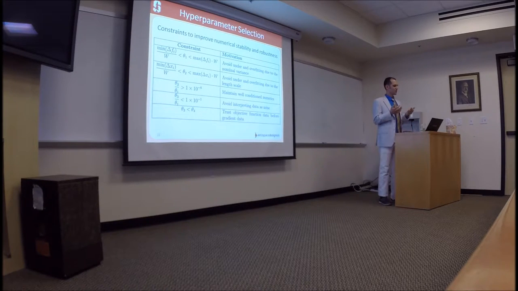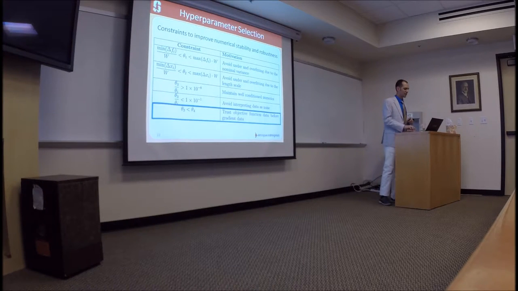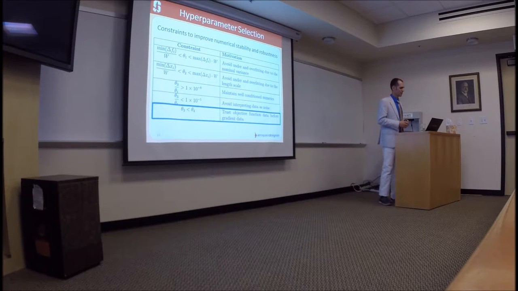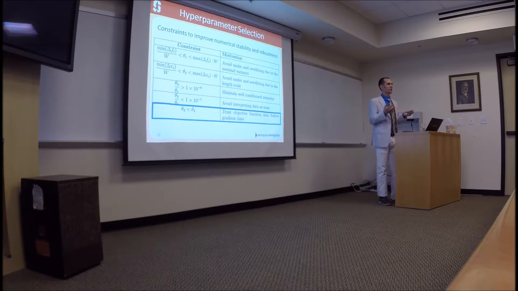In software, the solution of this learning problem is actually quite tricky, and to encourage physically representative fits, I needed to construct a set of constraints on the hyperparameters. I want to highlight this last one, which says that we want to constrain the hyperparameter for the noise in the objectives to be less than that for the noise in the gradients. Basically, this means that we want to trust the objective before we trust the gradients. What can happen without this constraint is that the gradient information can overpower the objective. After all, there's one component of gradient for every dimension, whereas there's only one objective.